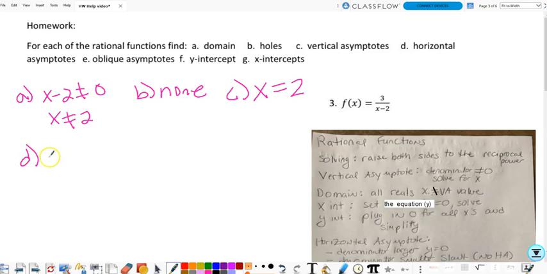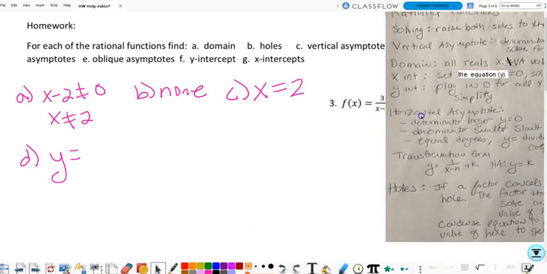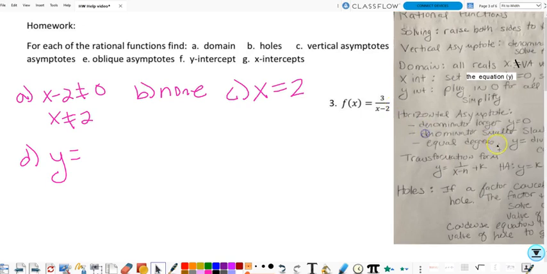D, the horizontal asymptote, y equals, let's see. Oh, wait, this is a different form of the equation. This is transformation form. There we go. Where we have our constant, this 3 over the x minus h, and there is no plus k. So it's like a plus 0. So that's a horizontal asymptote of y equals 0. Another way you can think of it is there is no x in the numerator, so the denominator degree is larger because the degree is 1, and there is no degree in the numerator. No slant asymptote.